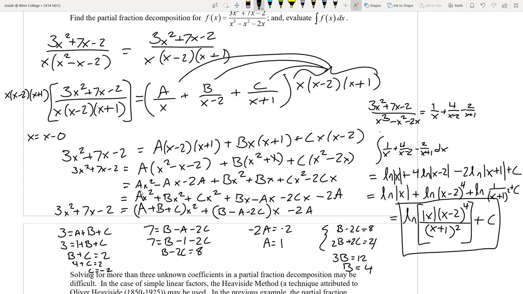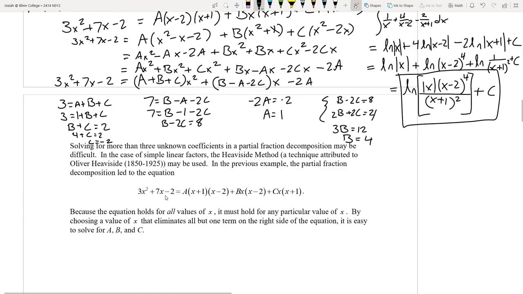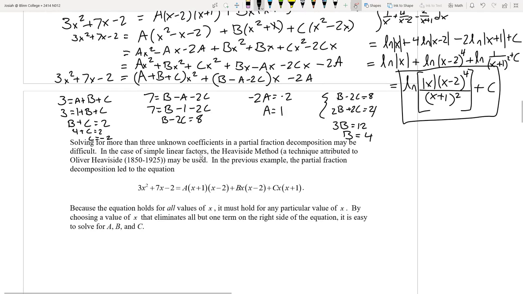So definitely a lot of work going on to figure out what these coefficients are at this point. There is going to be a slightly easier way to figure out what these constants should be equal to, and that's going to be called the Heaviside method. So as it says here, we're going to use the Heaviside method. Oliver Heaviside was the guy who originated this method.